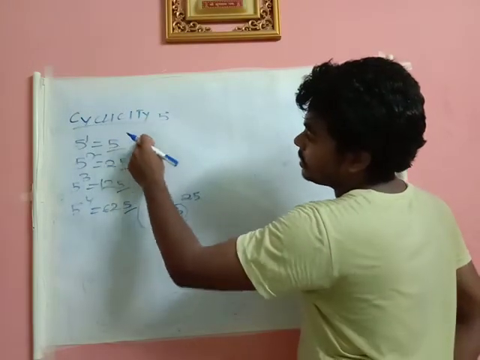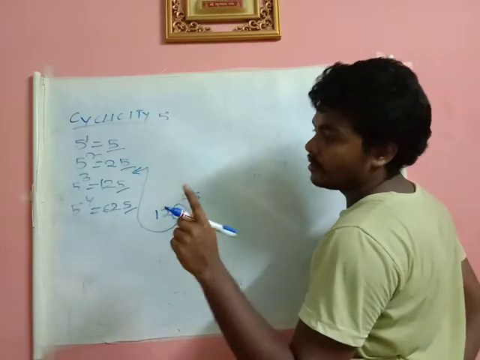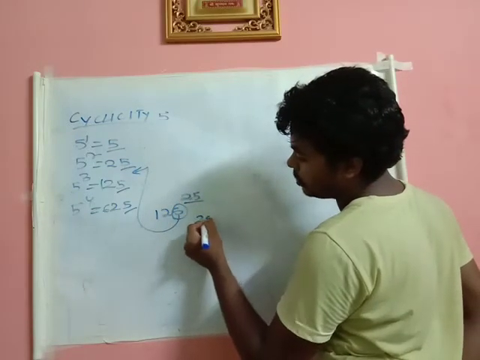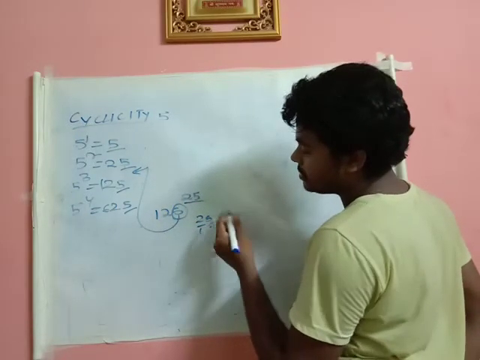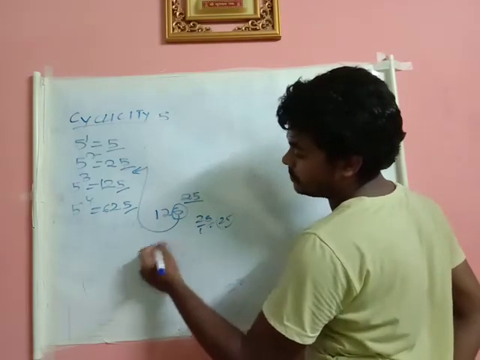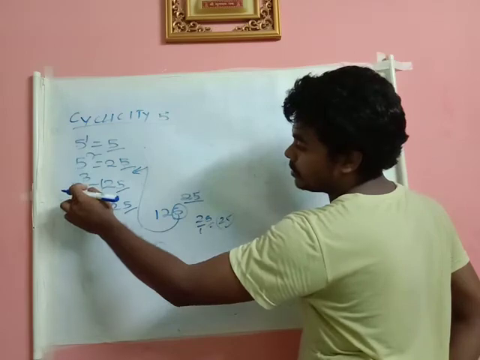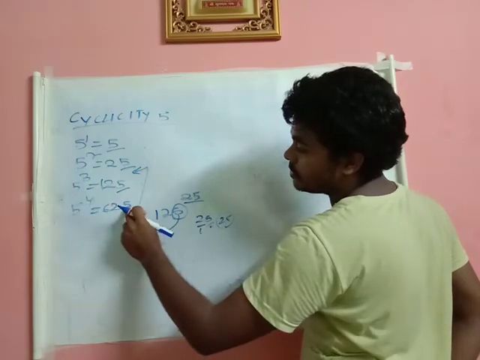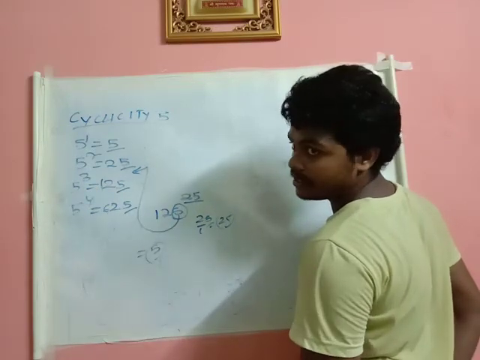Now what is the cyclicity of 5? It repeats for every one interval. So what is 25 by 1? It is 25 itself, which means there is no need to do that. You directly put the unit digit as 5. It doesn't matter which power you take, the unit digit is always 5.